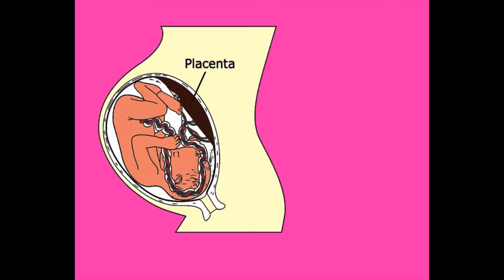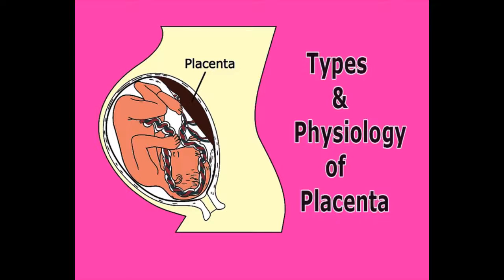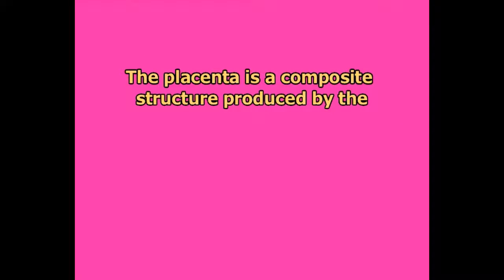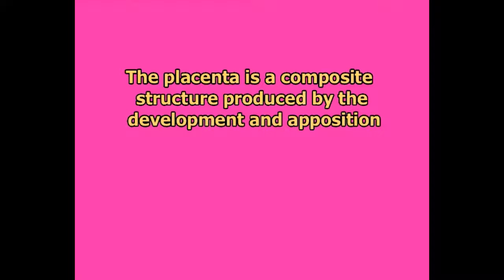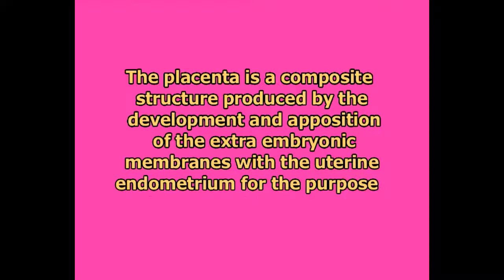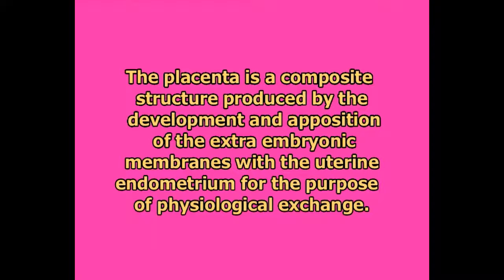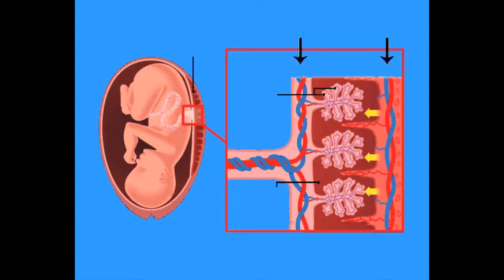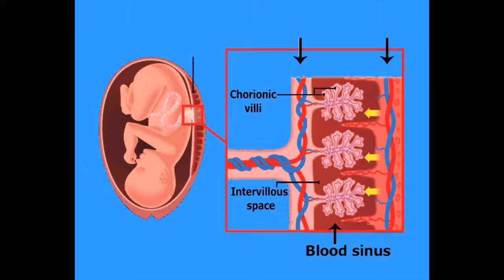We would be now learning another half of the topic, that is types and physiology of placenta. The placenta is a composite structure produced by the development and apposition of the extraembryonic membranes with the uterine endometrium for the purpose of physiological exchange. In between these two parallel plates, a huge blood sinus, the intervillous space, contains an enormous number of chorionic villi.